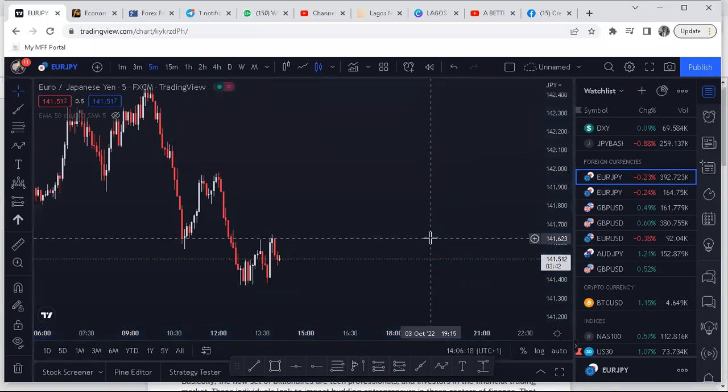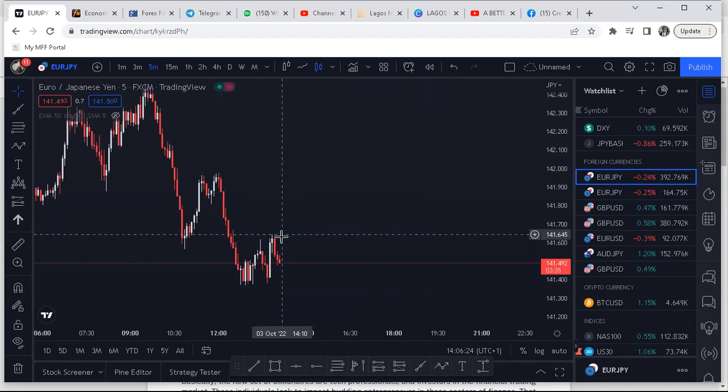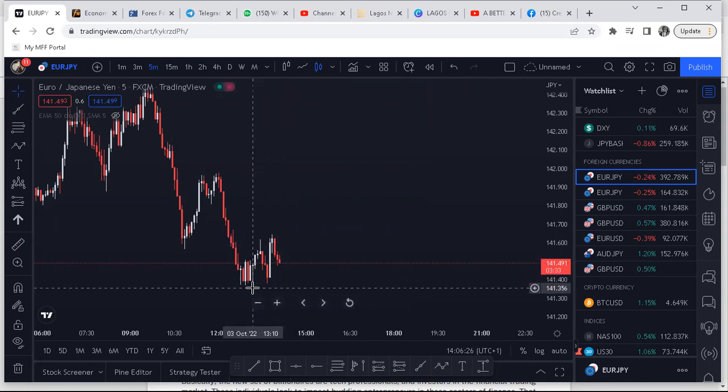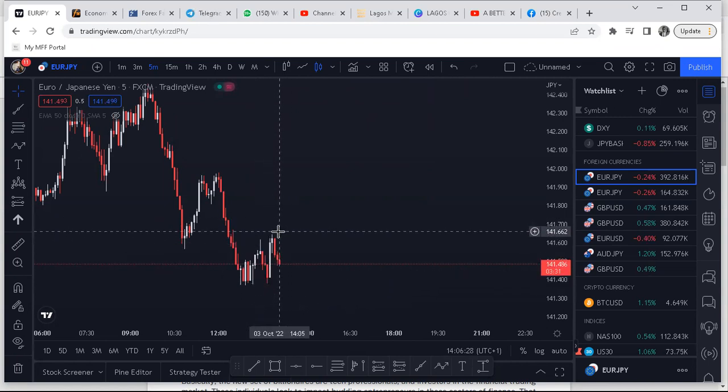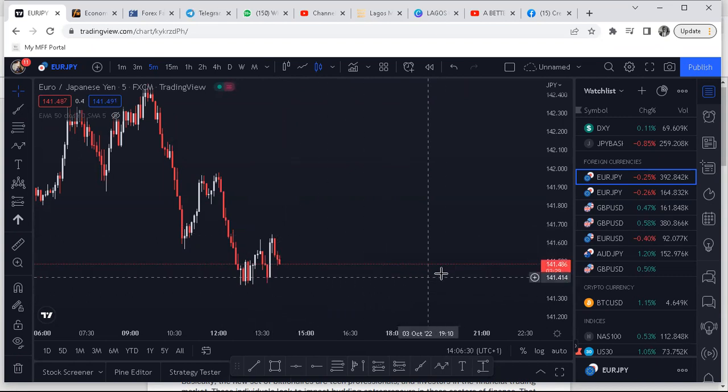I think I should even enter the trade. Yes, it's okay. I've not entered, so I think I should enter. Or rather, we'll either wait for it to come to this weak zone or breakout. That's what I will do. You can do any of them. It's perfect.